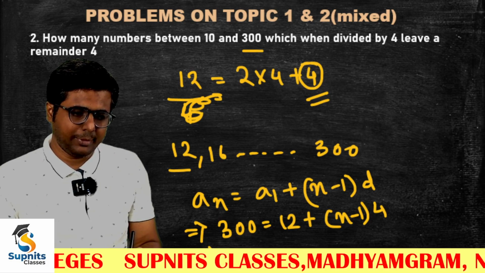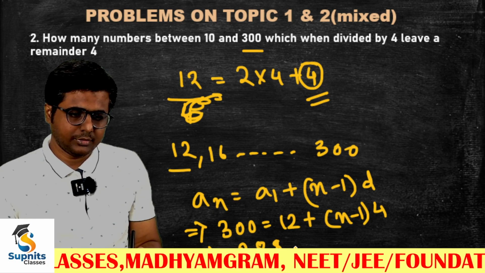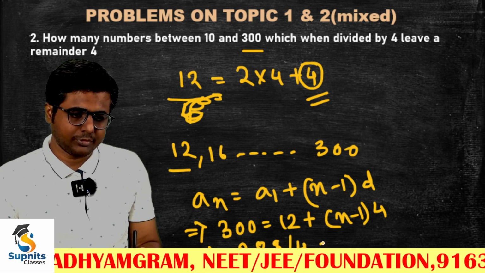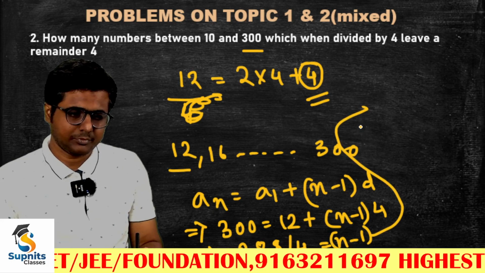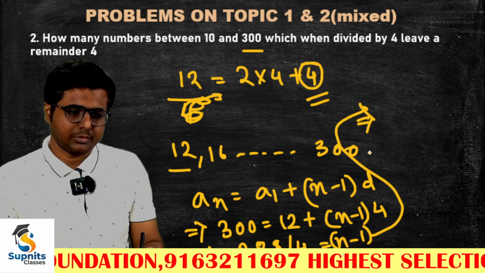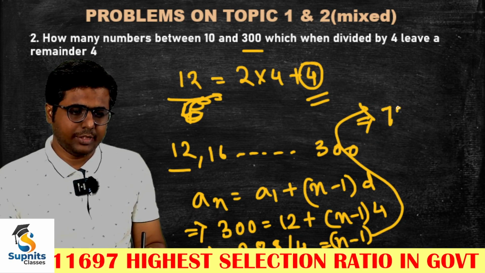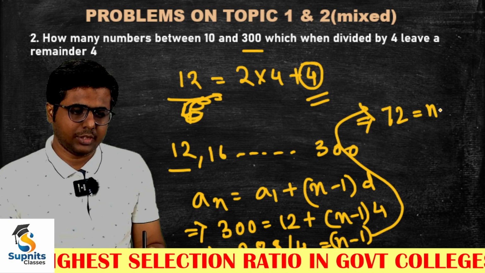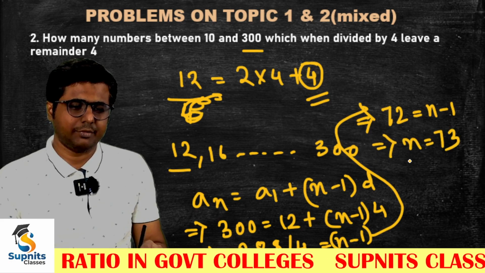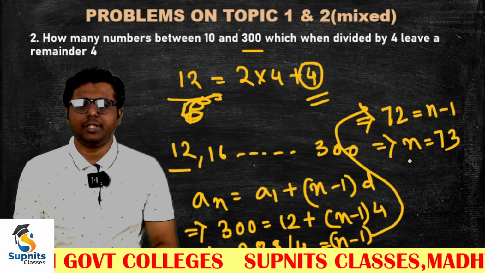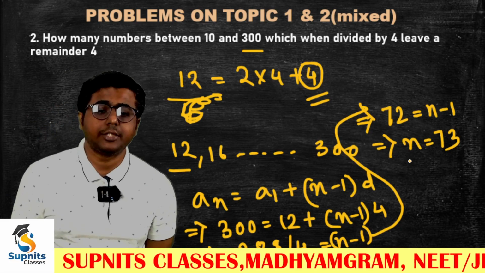So, 300 minus 12 will be 288 divided by 4 is equal to N minus 1. So, 288 by 4 is 72 is equal to N minus 1. So, here N is going to be 73. Even if the problem was wrong basically, still we can solve this problem.